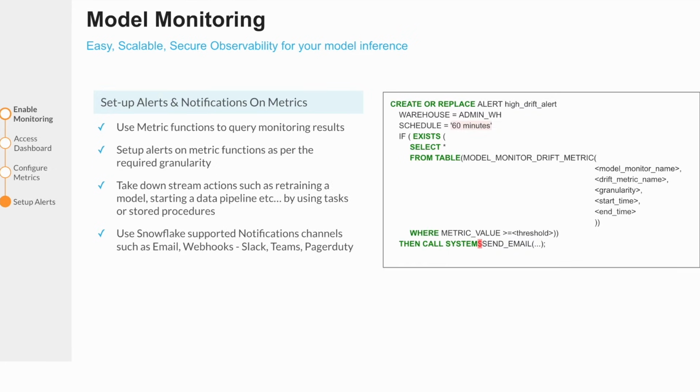You can also set up alerts and notifications on metrics. You can use metric functions to query these monitoring results. You can set up alerts on these functions as per your required granularity. You can also take downstream actions such as retraining a model, starting a data pipeline by using tasks or stored procedures. And you can use Snowflake-supported notification channels such as email, webhooks, Slack, Teams, and PagerDuty.